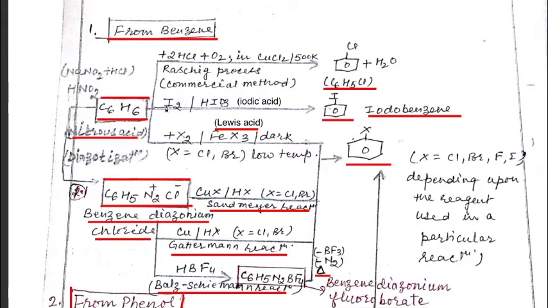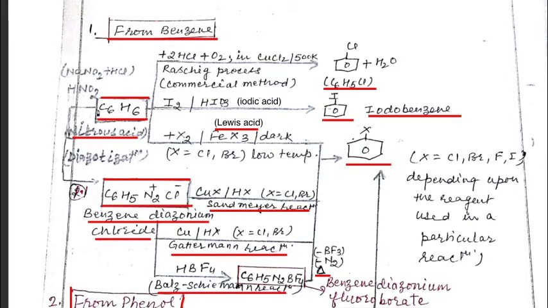Second way: when benzene is treated with iodine I2 in the presence of iodic acid HIO3, then iodobenzene is produced. Now, to get chlorobenzene or bromobenzene, benzene can be treated with chlorine or bromine in the presence of ferric chloride or ferric bromide, which acts as a Lewis acid in this reaction. In the dark, we get chlorobenzene or bromobenzene.